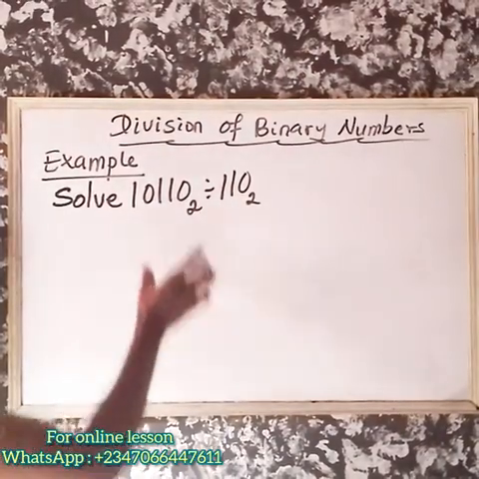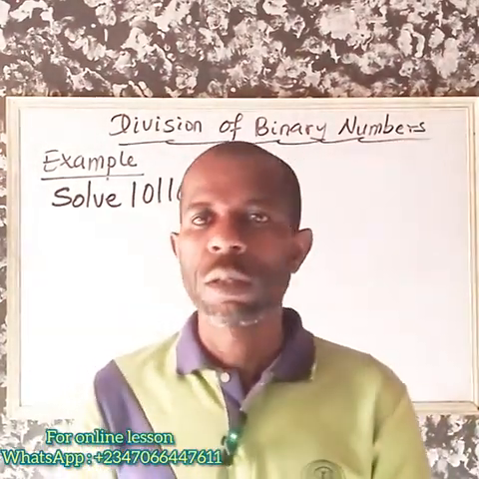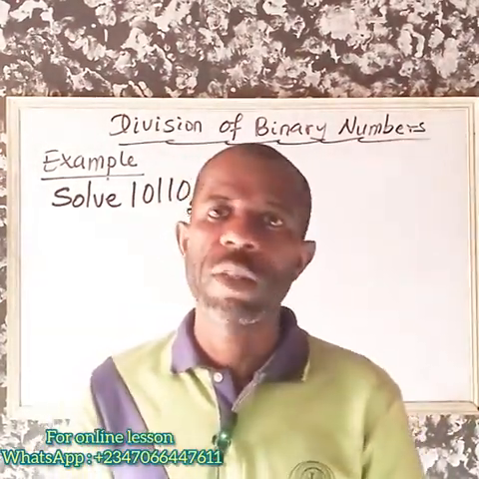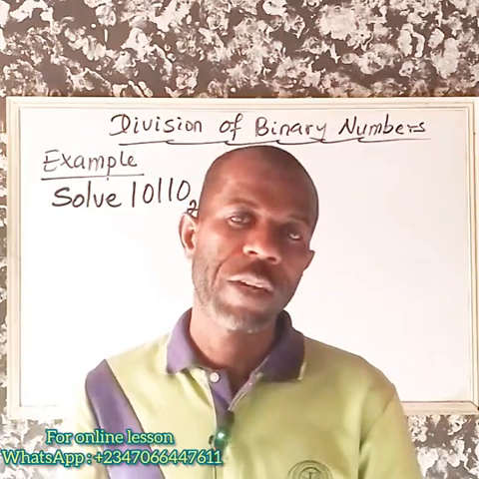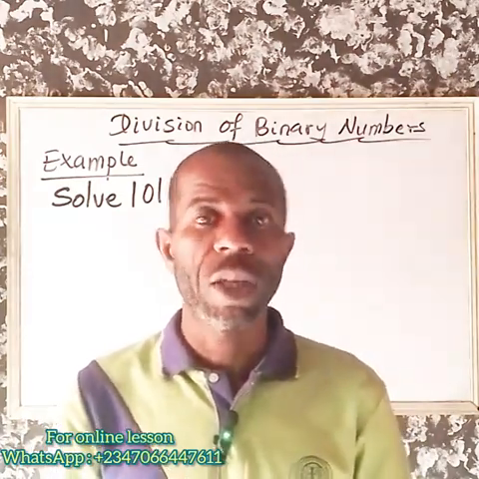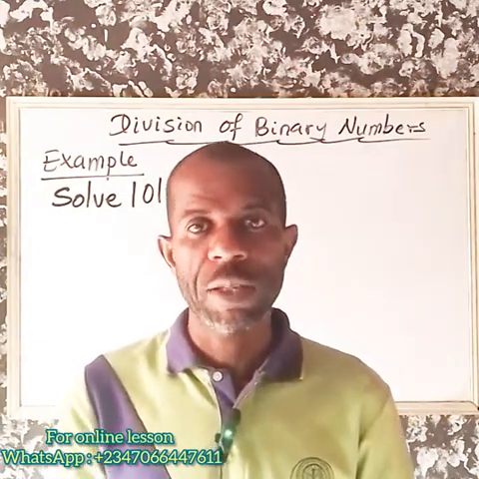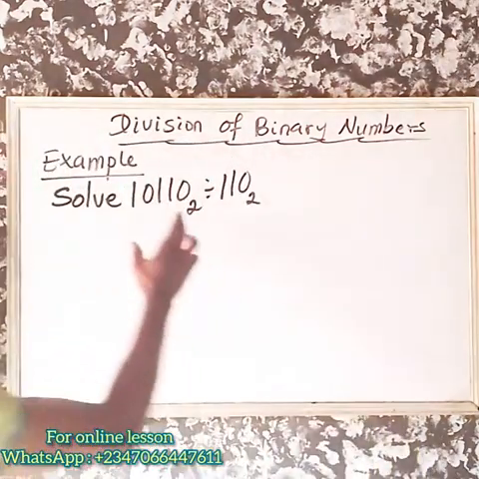Now, there are two methods with which we can solve this. We use the long division method. That one is very fast. And the other one is, first of all, change every one of them to base 10, decimal. But that one is rather rigorous. It takes time, though it looks very easy for people to comprehend. But let me show you, this one is the fastest.